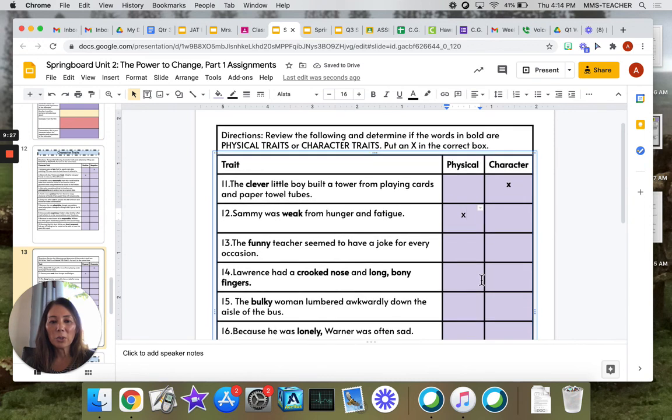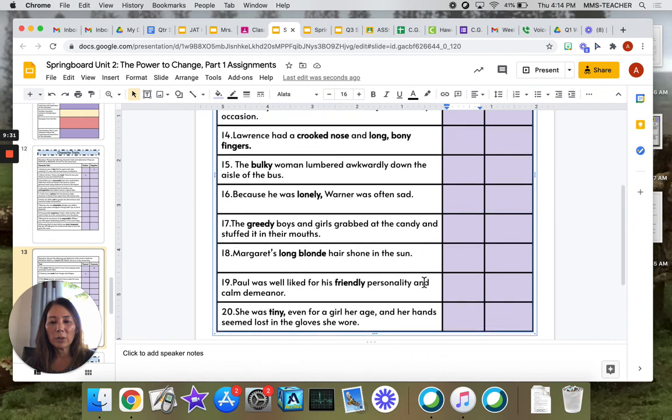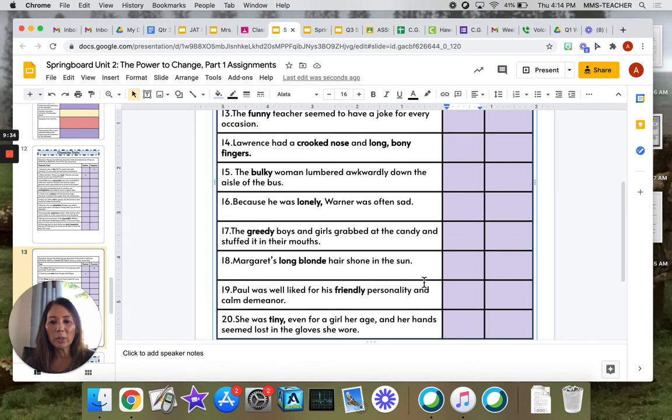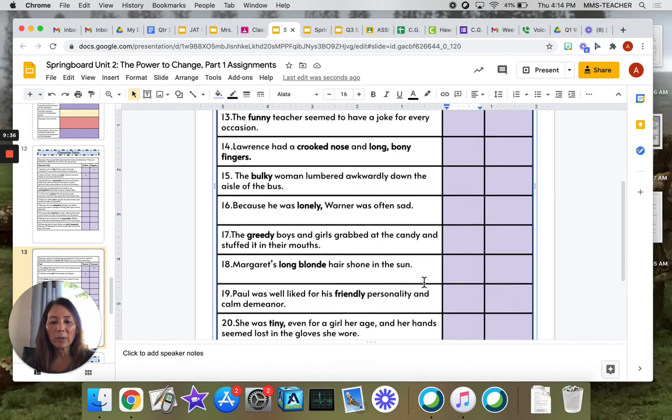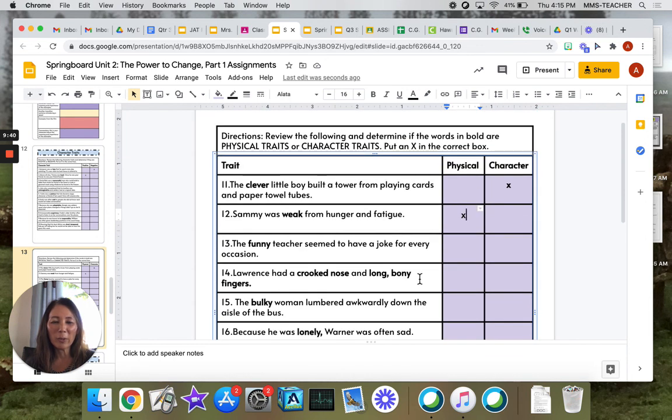Okay, so please continue and do 11 to 20, focusing on character traits and determining whether they are physical or character traits.